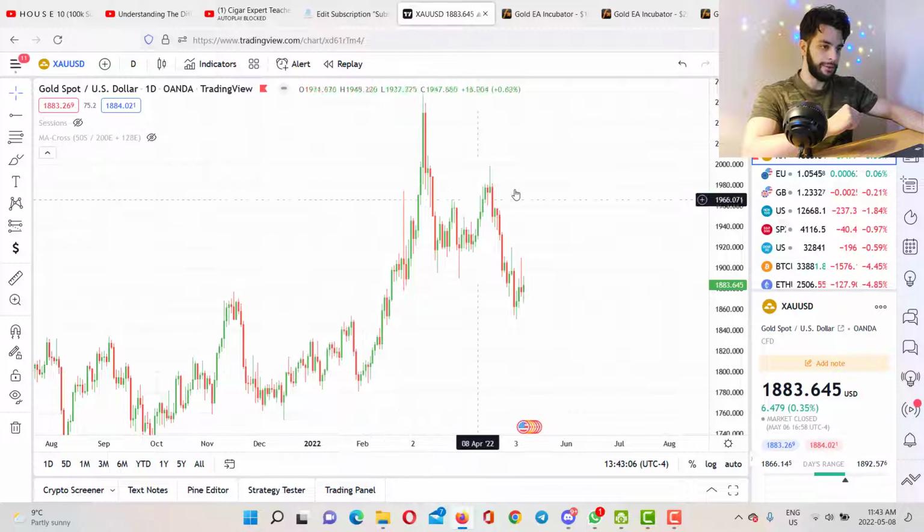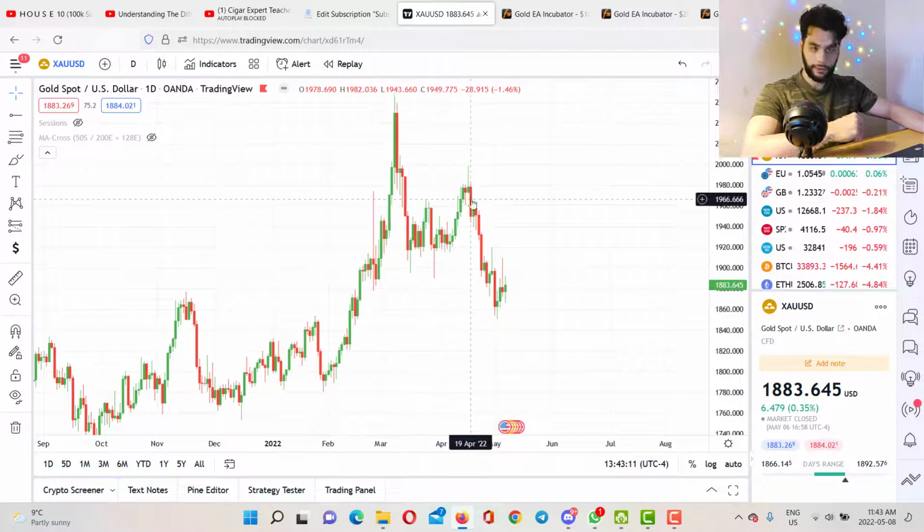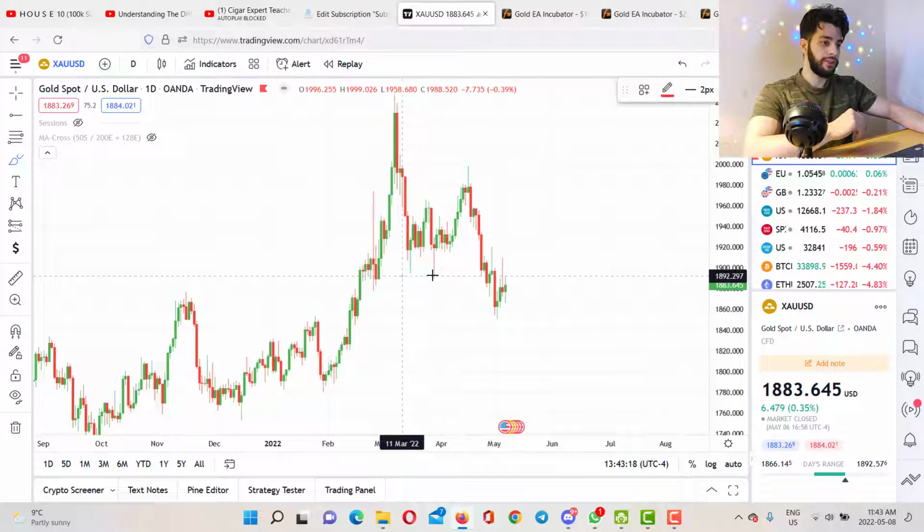And then it came down, and literally after breaking these structures, it started consolidating for a few days or a few weeks. And then we have another break of structure towards downside. It actually broke this support level here. This is a daily time frame.